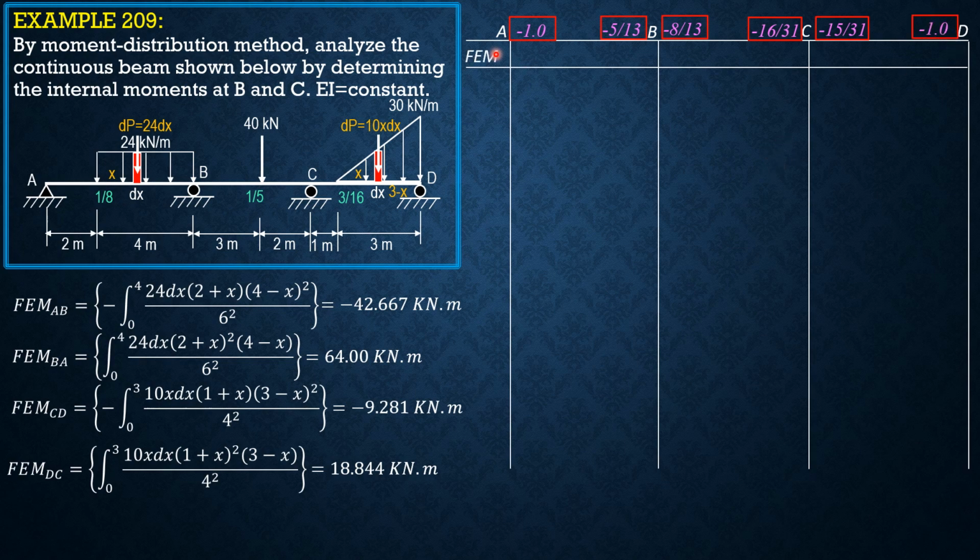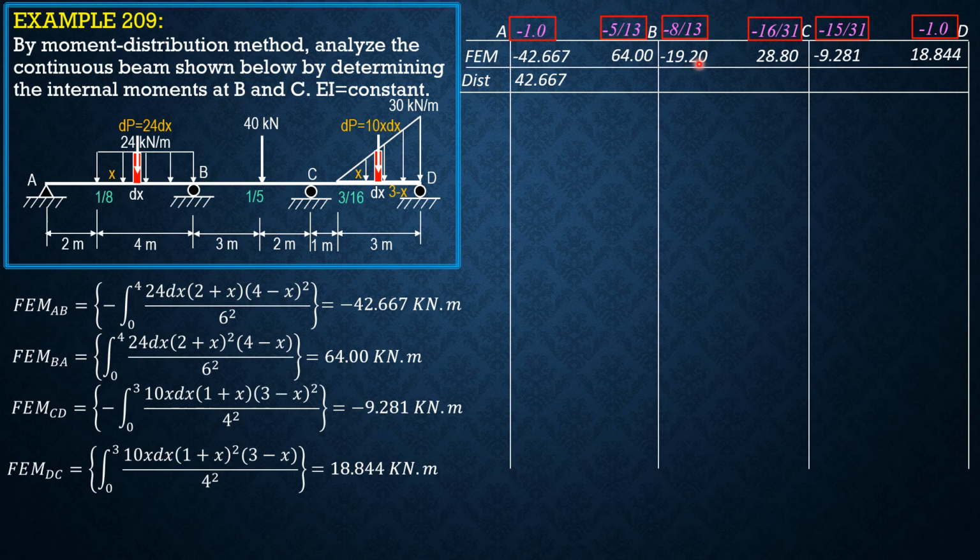Fixed moments are now placed. So we have negative 42.667, 64, for this span, negative 40 times 3 times 2 squared over 5 squared. You just calculate it right away, negative 19.2. For CB, positive 40 times 3 squared times 2 over 5 squared, and it is 28.8. Then CD, negative 9.281. DC, 18.844.